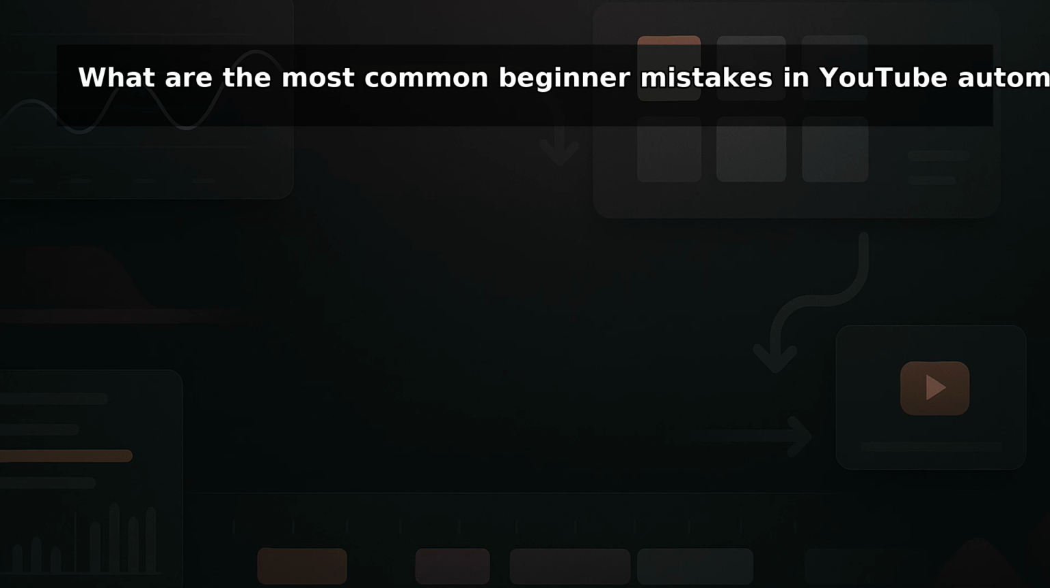I get this question all the time. Beginners ask, what are the most common beginner mistakes in YouTube automation? The big one is treating automation like hiring, when it's really a systems game. Most beginners make 5 mistakes.